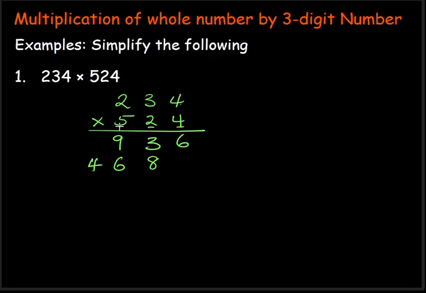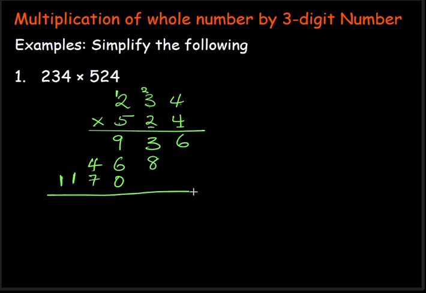So we move to 5. The same thing, 5 will multiply here, here, and here. So 5 times 4, that will give us 20. That will be 0, carry 2. 5 times 3, that will be 15. 15 plus 2, that will be 17. 7 carry 1. 5 times 2, that will be 10. 10 plus 1, that will be 11.